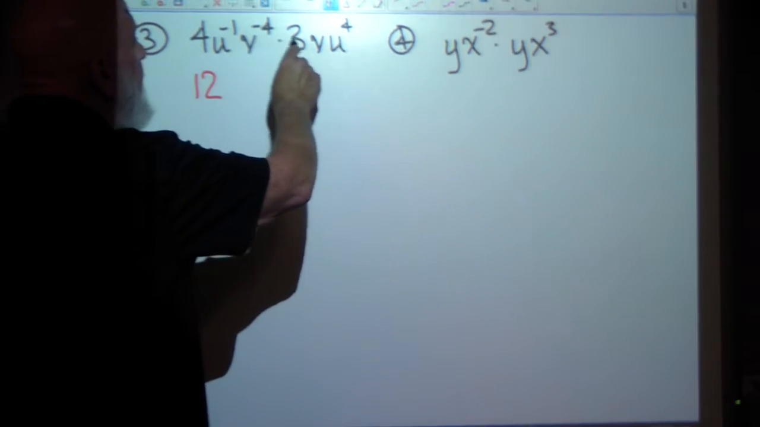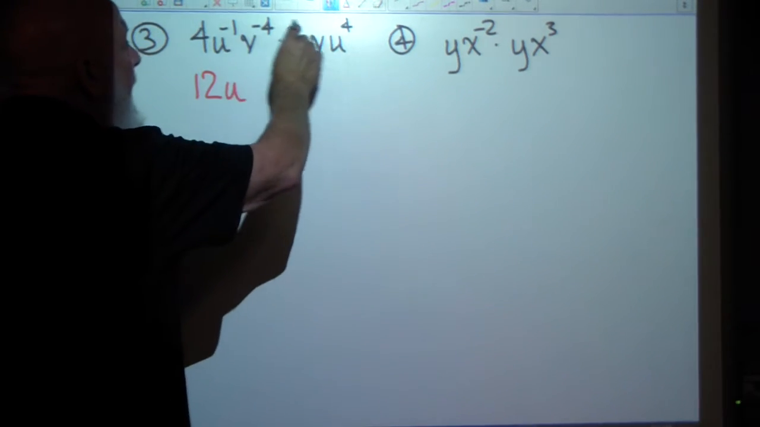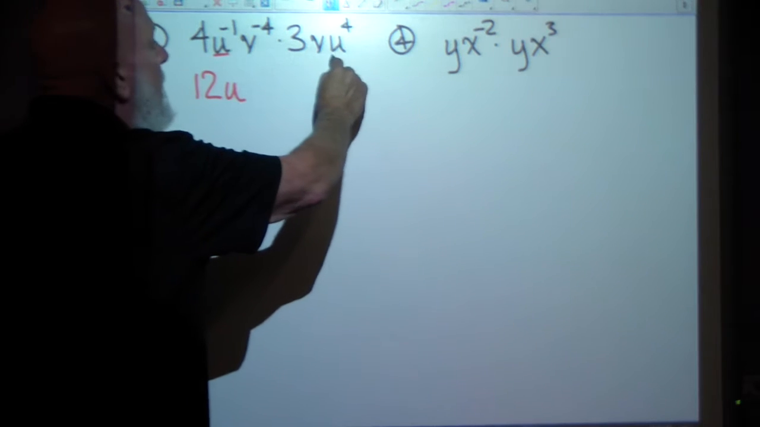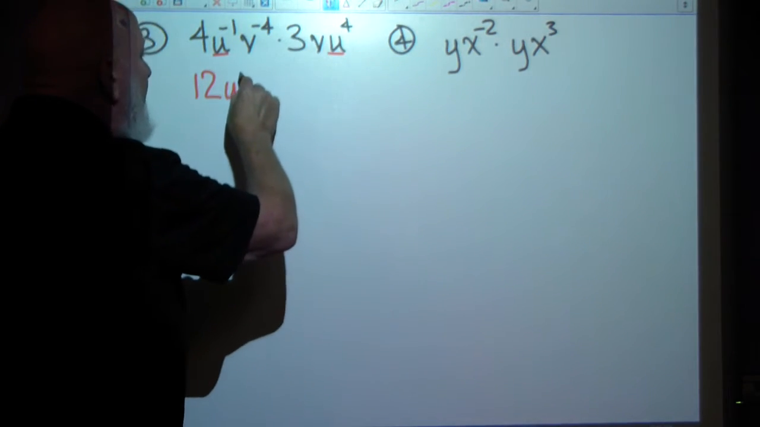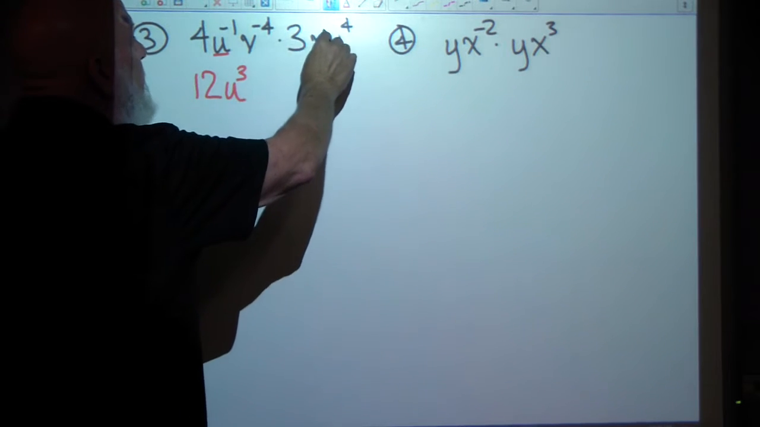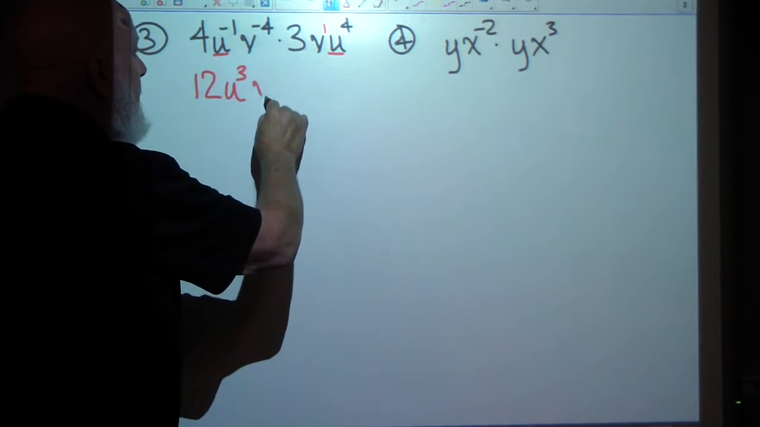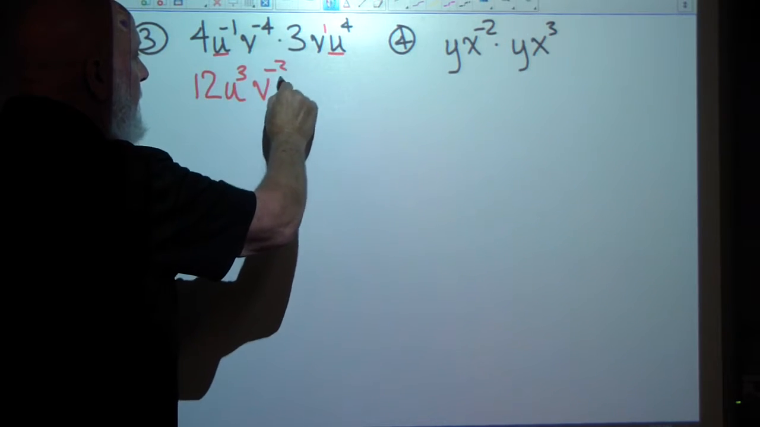This is u to the negative 1 times u to the 4, so I'm going to leave the base the same and add these. The exponents are being added and I'll get positive 3. Now I'm going to multiply v to the negative 4th times v to the 1. There's an implied 1 there. That will give me v to the negative 3.